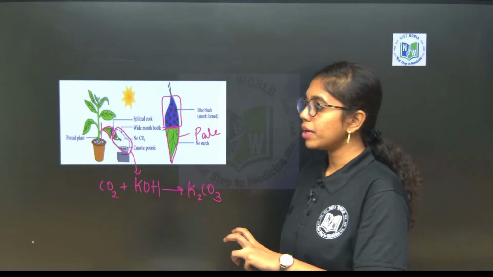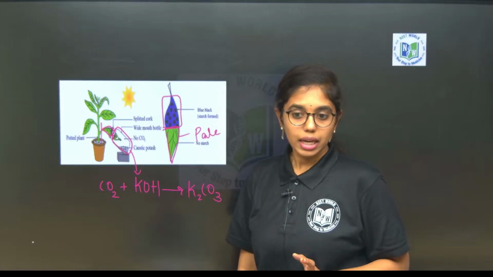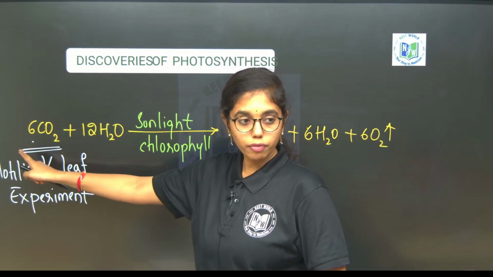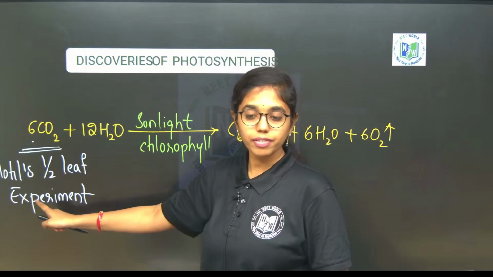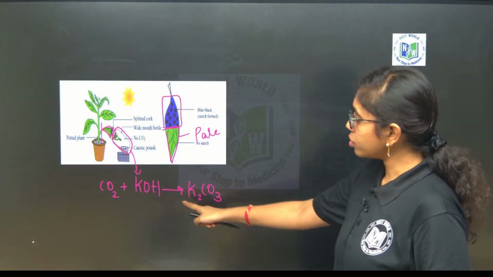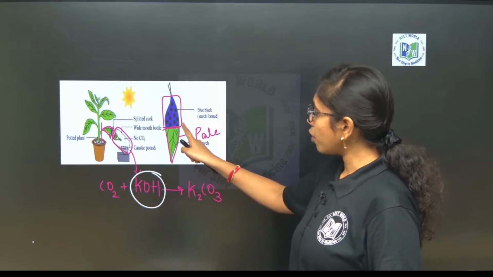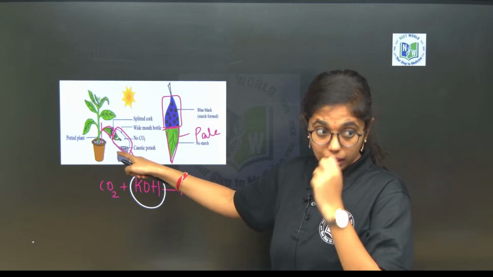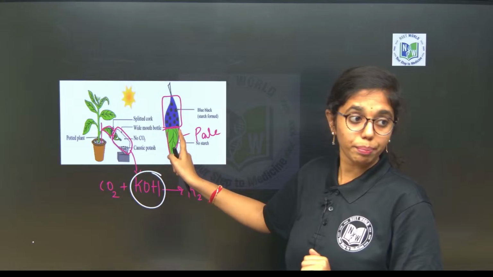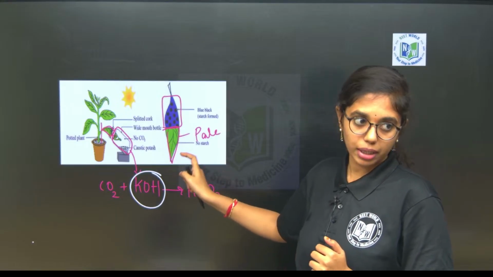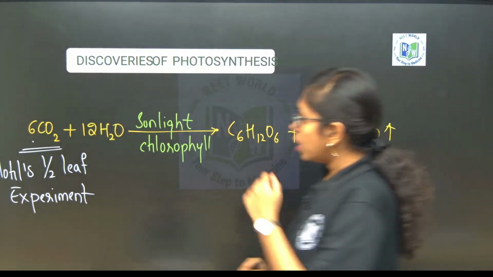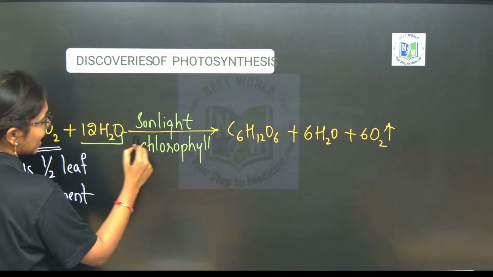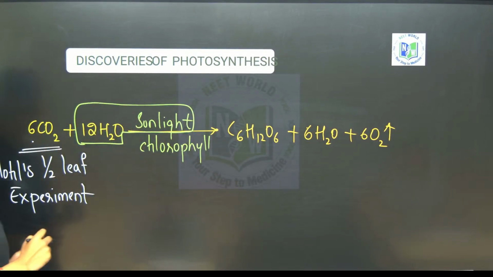So this is the experiment of what? Moll's half-leaf experiment. Clear, right? So here what you have to remember: carbon dioxide is essential for the process of photosynthesis, as shown by Moll's half-leaf experiment, wherein he has used KOH solution. Half of the leaf exposed to sunlight has turned blue black, and half of the leaf kept in the KOH solution has shown the pale color, indicating the absence of carbon dioxide.